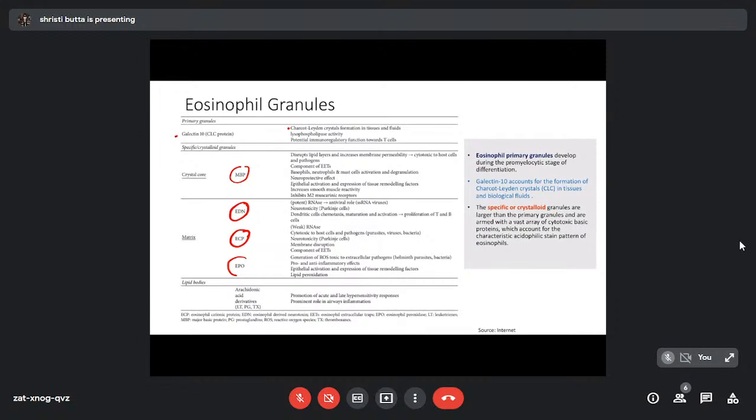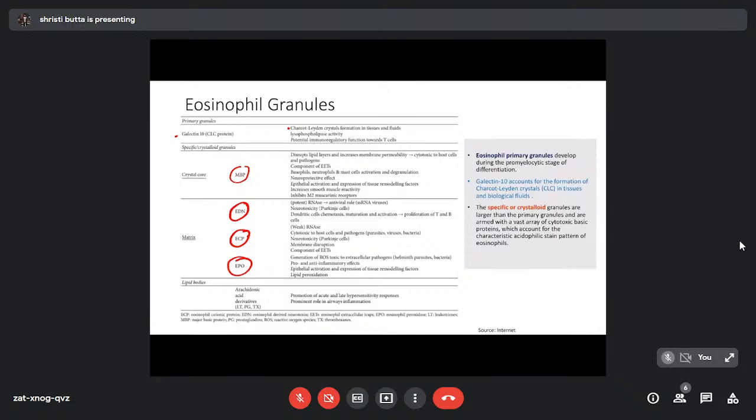The matrix contains the eosinophil-derived neurotoxins and eosinophilic cationic proteins with eosinophilic peroxidase, which have a role as an RNase. So therefore, they have an antiviral role in single-stranded RNA viruses. They're also cytotoxic. And we also have the arachidonic acid derivatives here, which are implicated in both acute and late hypersensitivity reactions and also have a role in airway remodeling.